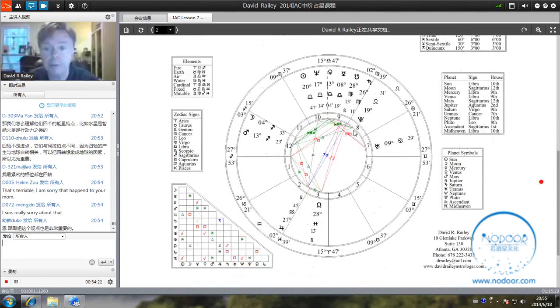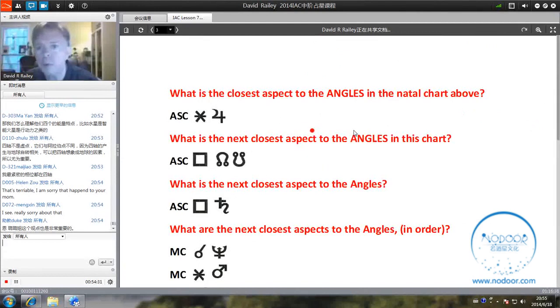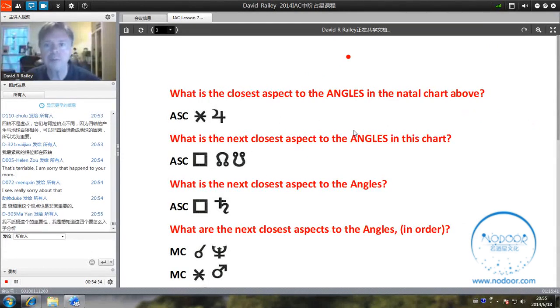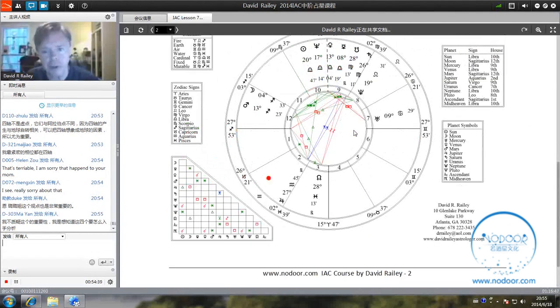But let's take a look at the aspects here, and look at some of the close aspects. All right. What are the closest aspects to the angles in the natal chart above? The closest one is, of course, the ascendant sextile Jupiter. You notice that they are 60 degrees apart almost exactly.